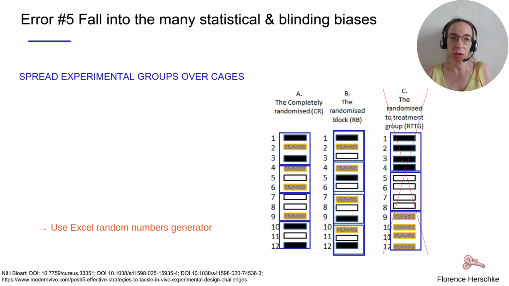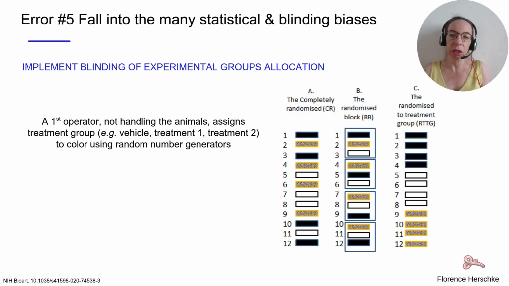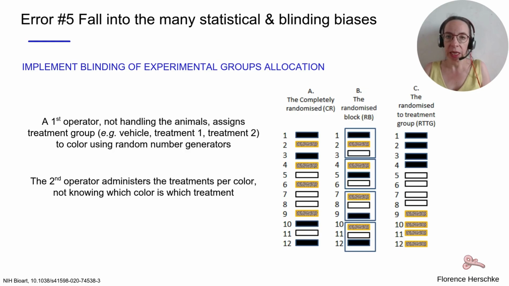over the different animals. Next, implement blinding of experimental groups allocation. What I mean here is that the first operator, using a random number generator, assigns whether the black, white, or yellow correspond to vehicle treatment 1 or treatment 2, and independently, a second operator actually injects and administers the treatment, so black, white, or yellow, to the animals.